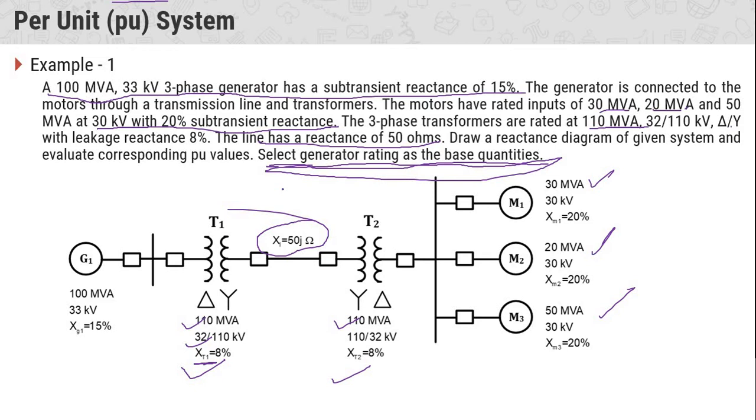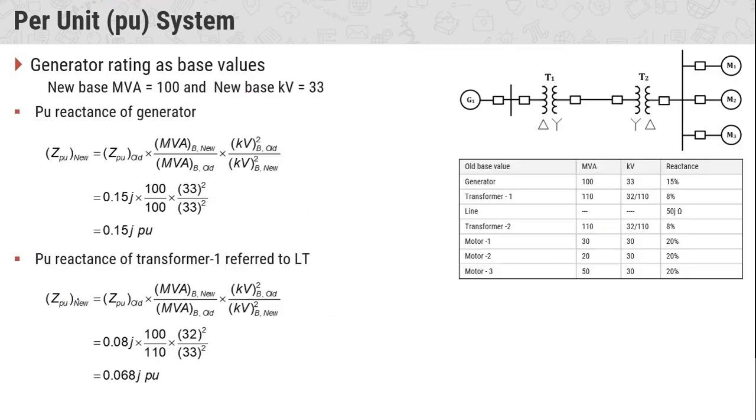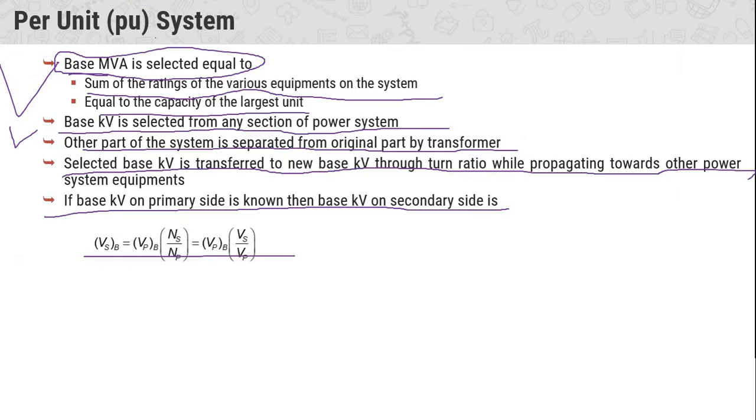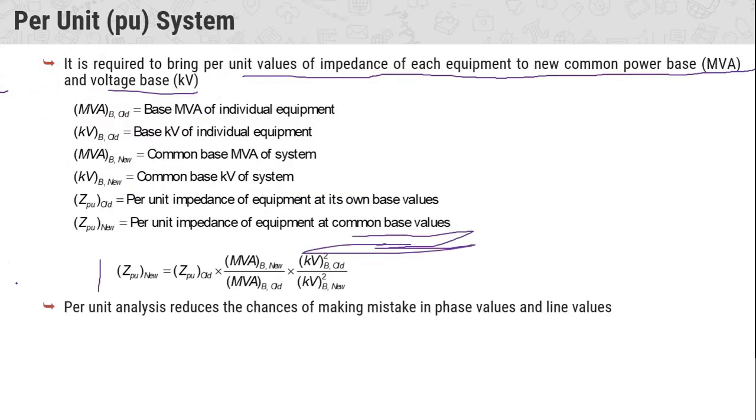Now we take the base value of the generator, because here it is mentioned to select the generator rating as the base quantity. The generator rating gives base MVA of 100 and base kV of 33 kV. So new base MVA is 100 and new base kV is 33. Now find the per unit reactance of the generator by using this formula.